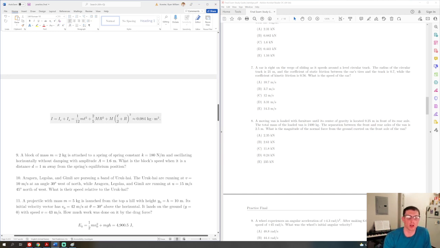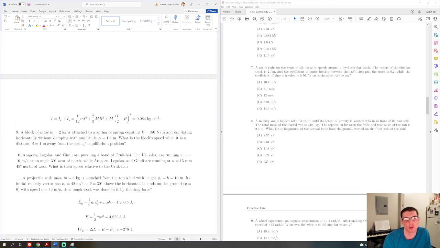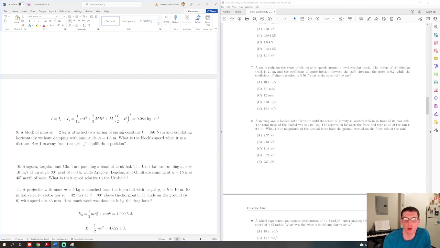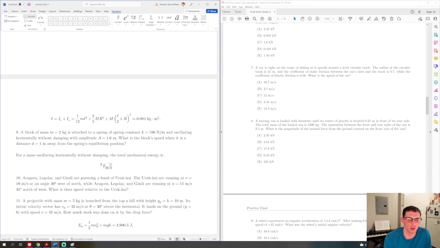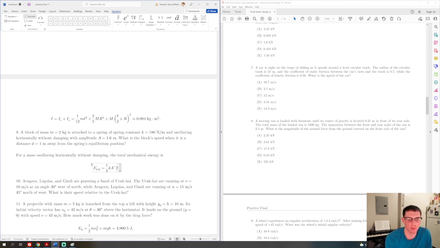So what we want to do here is we could derive this, but we don't have to because it's something that is well known. For a mass oscillating horizontally without damping, the total mechanical energy is E total, and this is just 1/2 K times the amplitude squared. So this is the total mechanical energy at any time, no matter where the mass is.